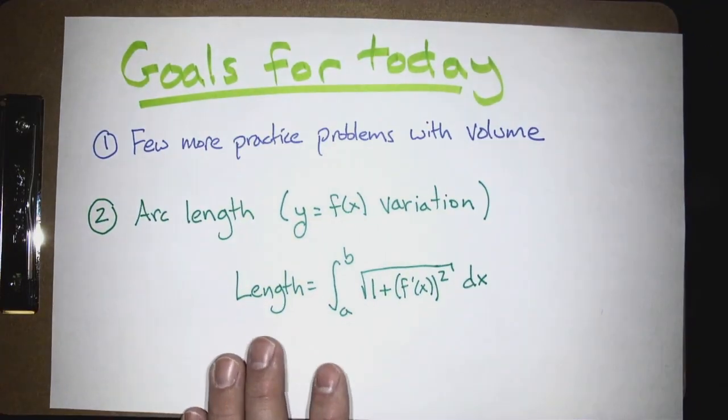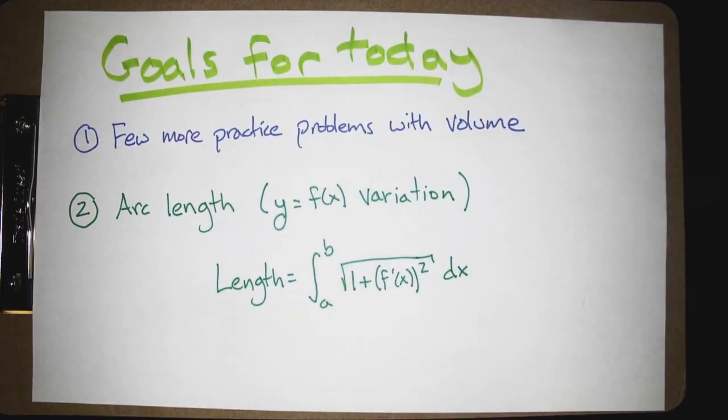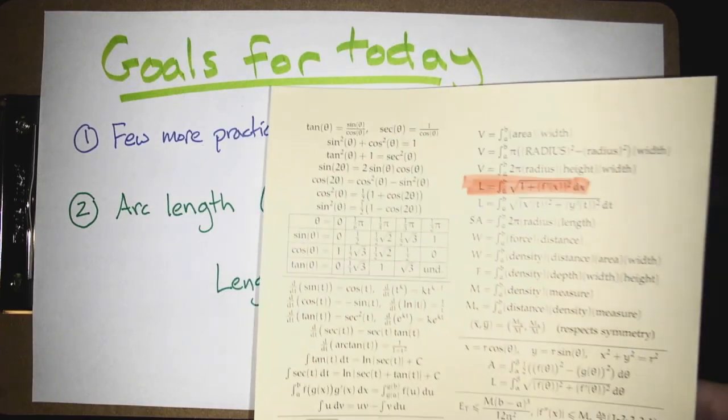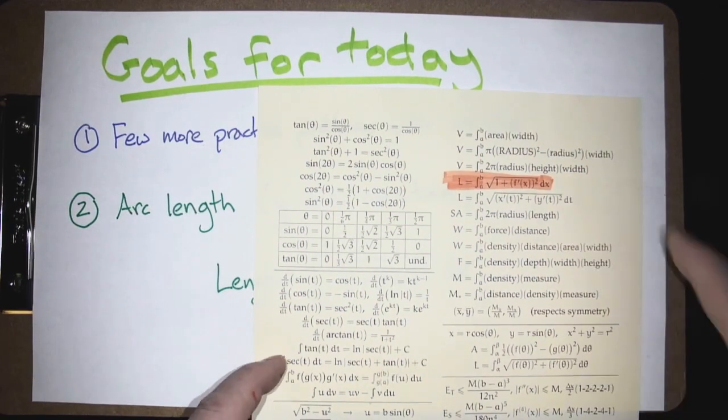All right. Well, what do we have for our agenda for today? We're going to do a few more practice problems with volume because I like these problems. And then we're going to get into arc length. Now, we're going to talk about arc length 3 times this semester. So this is day 1 of arc length. We really love it. And so there's going to be arc length in different settings. Our setting for today is the y equals f of x version. If you're looking at the formula sheet, this is where we're at today, that version of arc length.